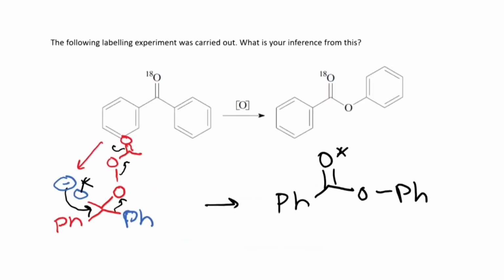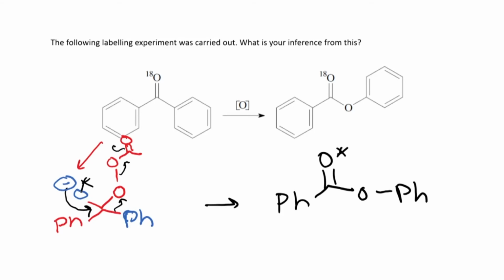The question here is that if I start with this labeled benzophenone, under Baeyer-Villiger oxidation I get the oxygen-18 label retained. What this means is that this is a very important piece of evidence that no major intermediate is formed wherein there is some possibility of scrambling.